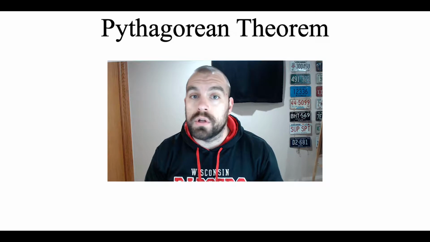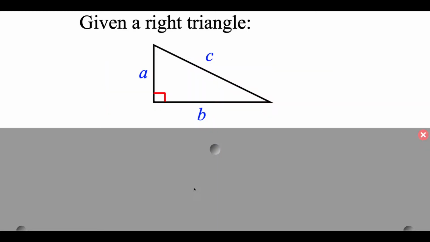In this video, we're going to look at the Pythagorean Theorem. When we're talking about the Pythagorean Theorem, we're going to be working with a right triangle. So we've got this right triangle and the sides are labeled A, B, and C. Now before we get into what the Pythagorean Theorem actually is, there's a little bit of vocab that I want to go over.